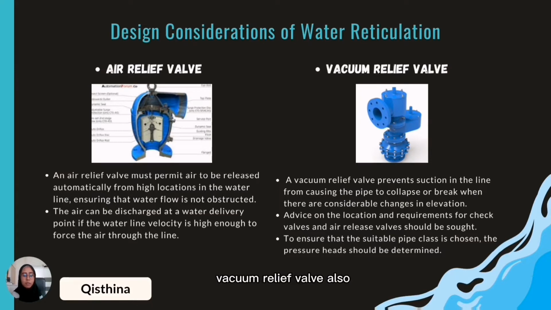Furthermore, vacuum relief valve also is one of the factors to be considered. This is because a vacuum relief valve prevents suction in the line from causing the pipe to collapse or break when there are considerable changes in elevation. Advice on the location and requirements for check valves and air release valves should be sought. This is to ensure that the suitable pipe class is chosen. The pressure head should be also determined.